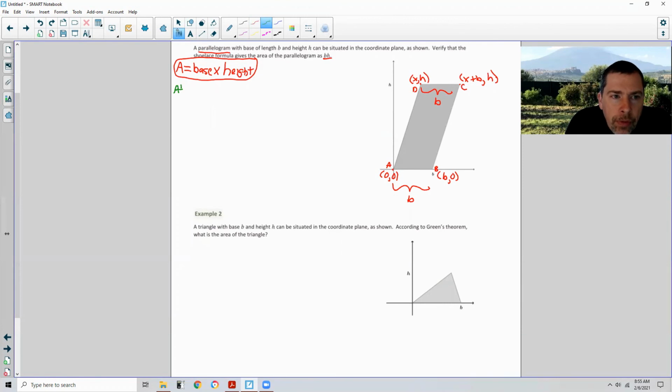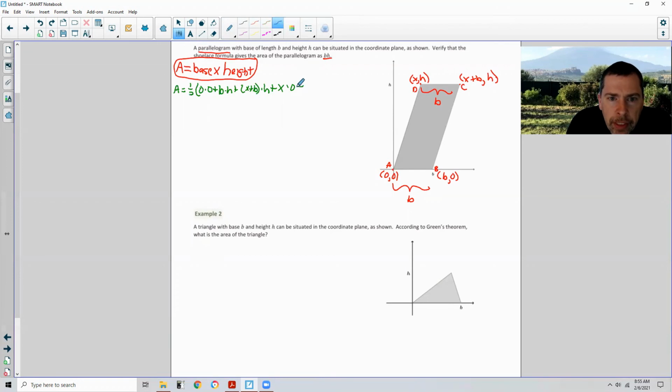Area equals, forgot my equal sign. Area equals 1/2 x sub 1. Okay, x sub 1. Do I really want to write this? No, we've done it. 1/2 x sub 1, which is 0, times y sub 2, which is 0, plus x sub 2, which is b, times y sub 3, which is h, plus x sub 3, which is x plus b, times this y, which is h, plus this x, times the first y there. Then we do the minus.